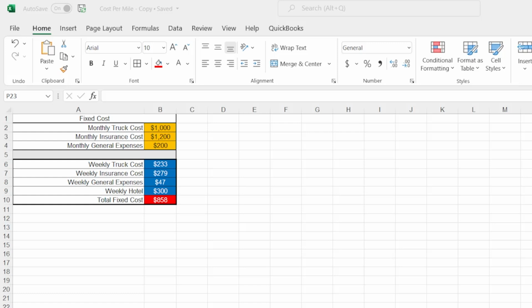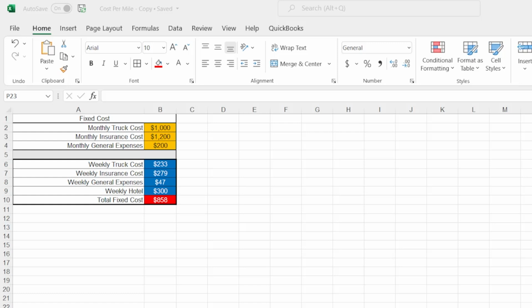Last thing, I take the monthly cost and divide it by 4 because everything we talk about is going to be based on 1 week. So I actually divide everything by 4.3. I'll get into it because I take 52 weeks divided by 12 months. So on average, there are 4.3 weeks per month. So take 1,000 divided by 4.3, you get 233. Take 1,200 divided by 4.3, you get 279. Take 200 divided by 4.3, you get 47.